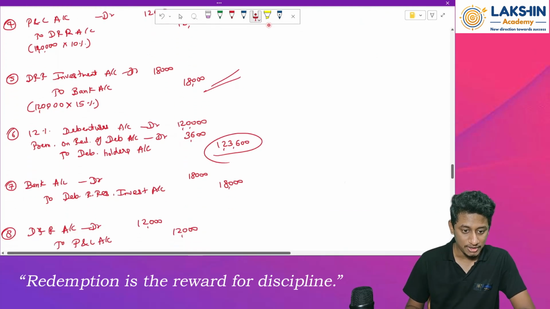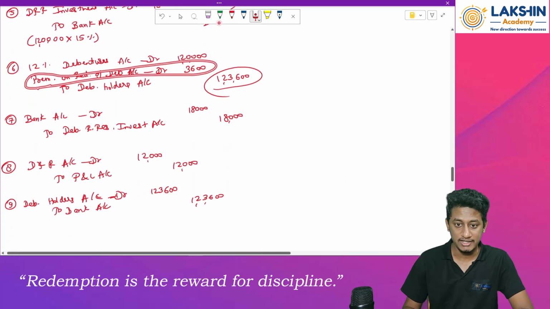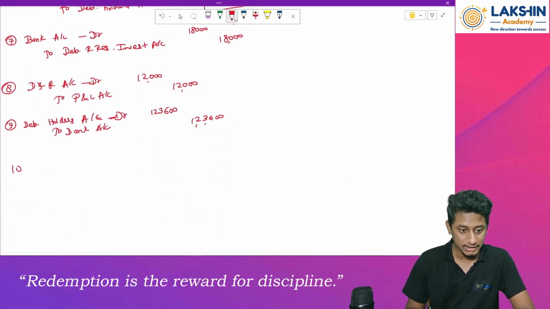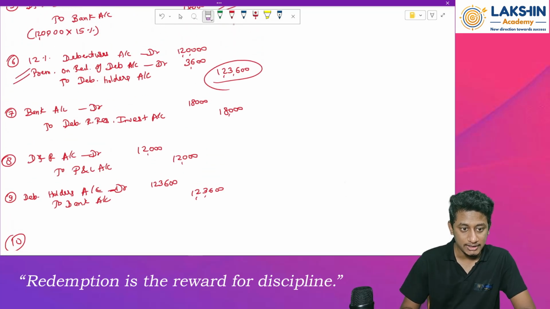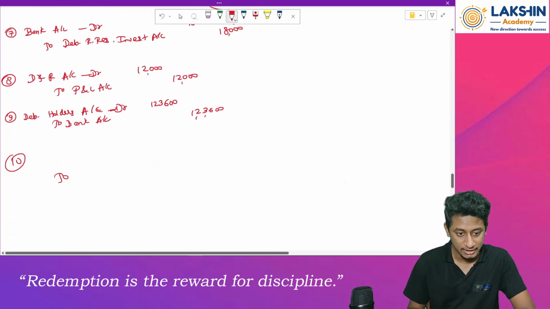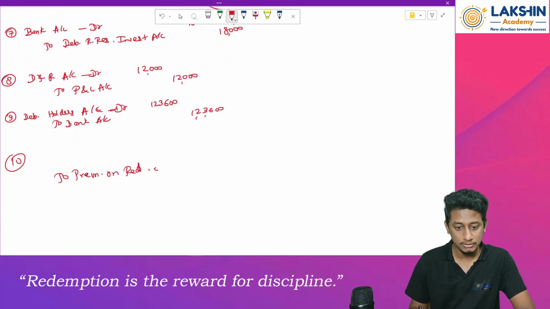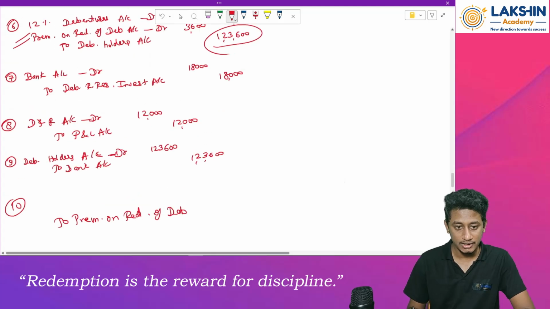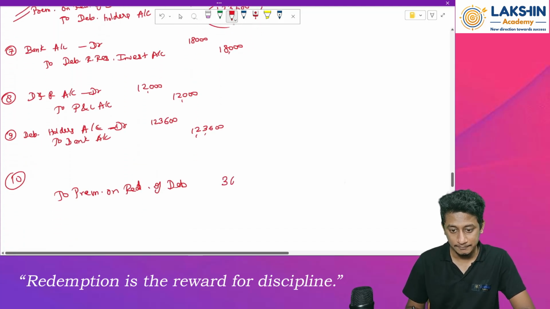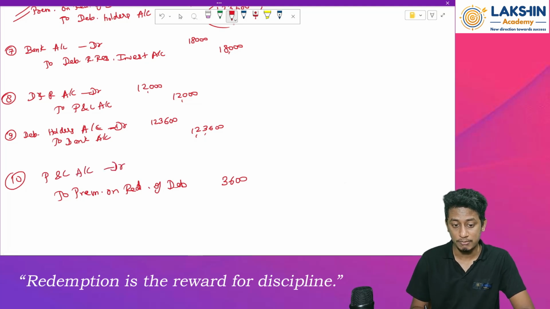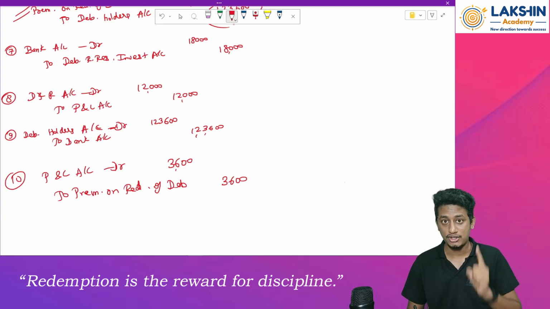This premium on redemption, whatever was there, has to be written off, right? Just like your preference shares. Where will you write it off? In the 10th entry, this premium has been debited, so reverse it off by crediting premium on redemption of debentures. That is rupees 3,600. Debit the P&L account. Just like your preferences, you can use P&L account, but you cannot use securities premium. Remember, clear? You cannot use securities premium over here.